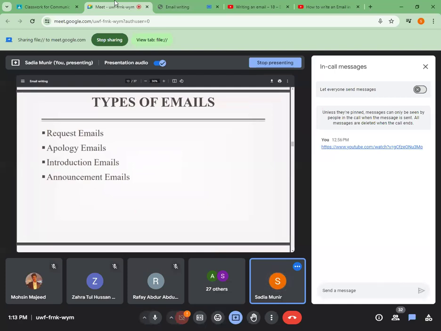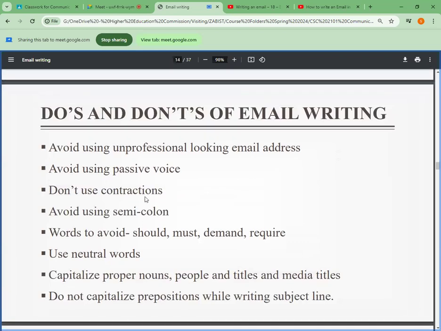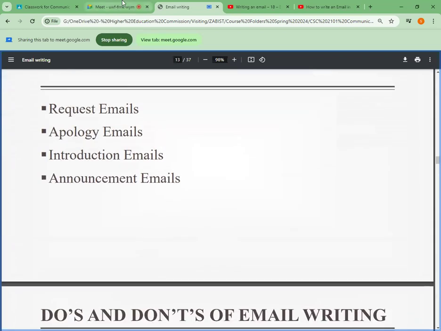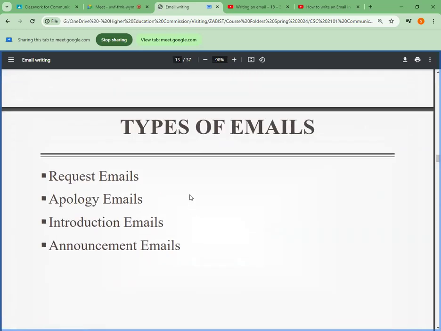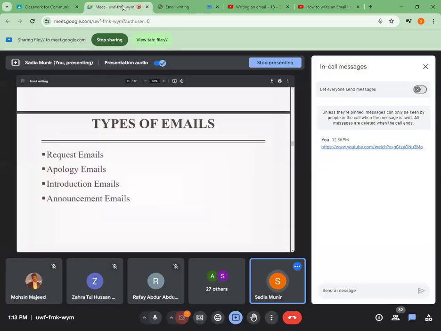As far as some of the types of emails are concerned, there are others as well, but these are the most basic ones. Request emails, apology emails, introductory emails, and announcement emails. We can have information emails, and then we can have complaint emails. बहुत कुछ और भी बहुत टाइप्स हो सकती है, लेकिन हम इन 4 बेसिक टाइप्स पर बात करें. Then we have do's and don'ts. Okay. Request emails could be, for example, if you want to request one of your teachers to give you an extra time, extra hour to submit your assignment, you will post a request email.